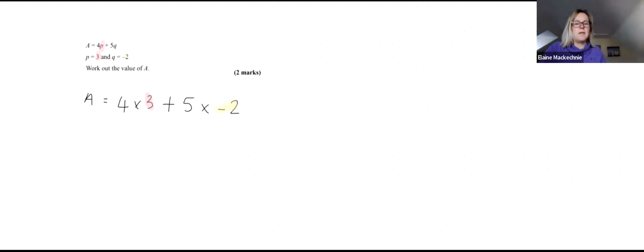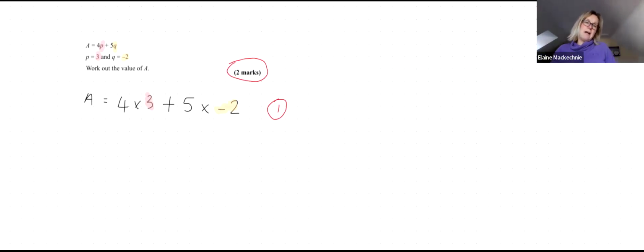-2 is cute. You will see that this question is worth 2 marks. That's quite standard for a GCSE substitution question like this. And that piece of work there would be enough to get them 1 mark. They haven't done any calculating at all. All they've done is show that they understand that 4p means 4 times p and 5q means 5 times q, and then we'd add the 2 values.